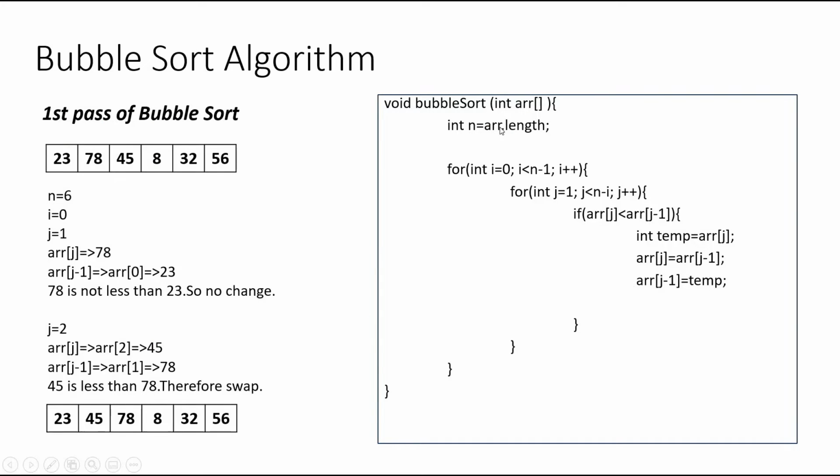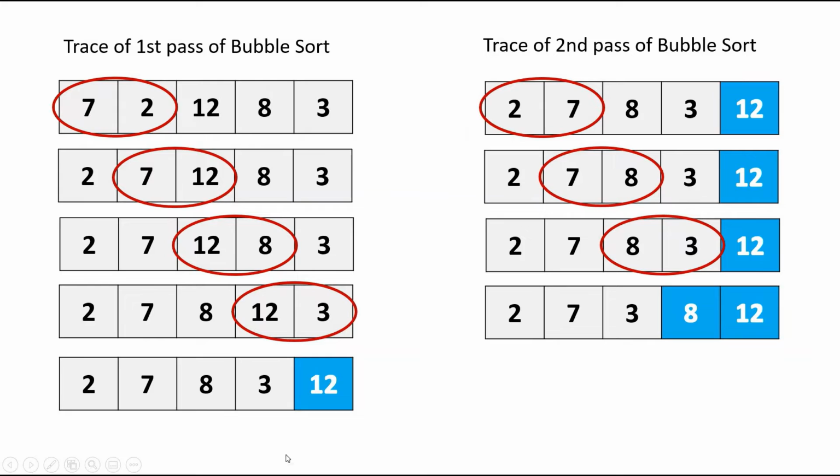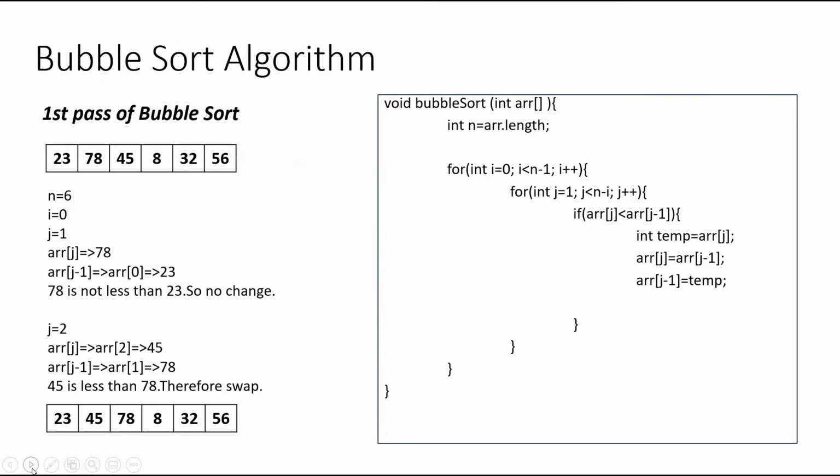This is the bubble sorting algorithm. I'm going to explain only the first pass, that means this part, how this 12 comes here. So you have to trace the other parts. Okay, so you can get a very clear idea about how this sorting algorithm works.